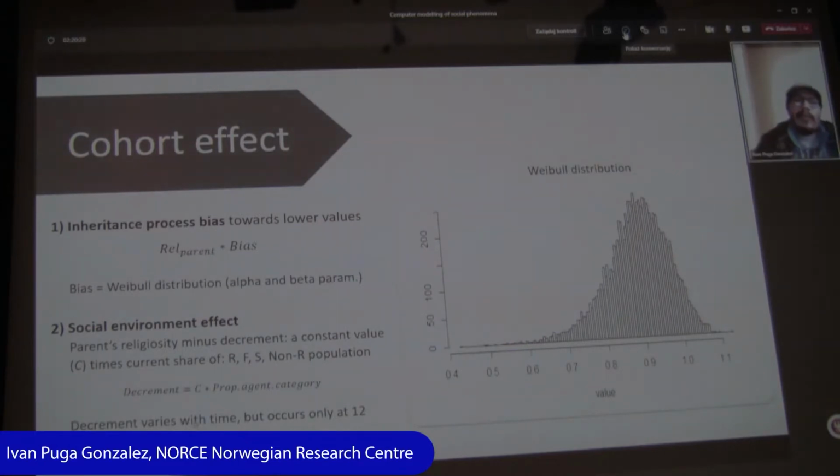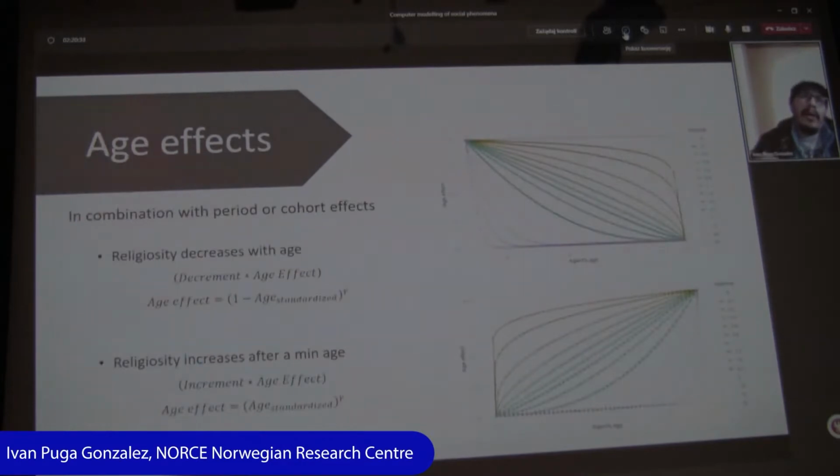So finally, we come to the age effects. The age effects do not happen in isolation. They usually happen in combination with the period and cohort effects. And here we have two different ones, right? One in which the religiosity may decrease with age, and the other one in which it increases with age. And what this age effect is basically doing is modulating the value of this decrement, or this increment, depending on what age effect is on.